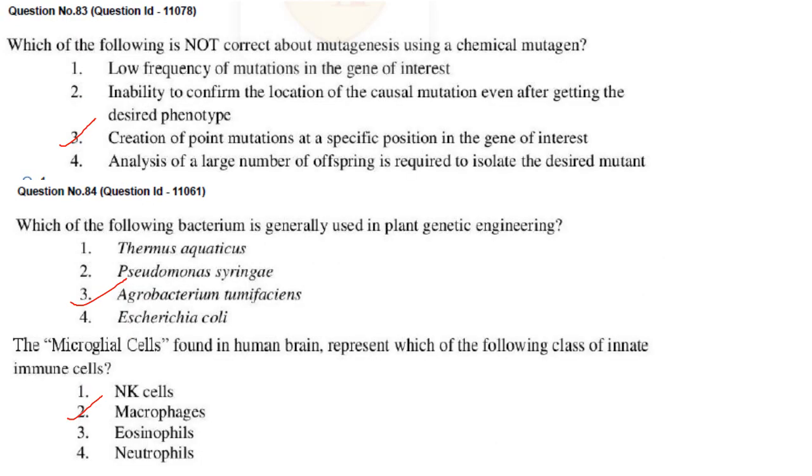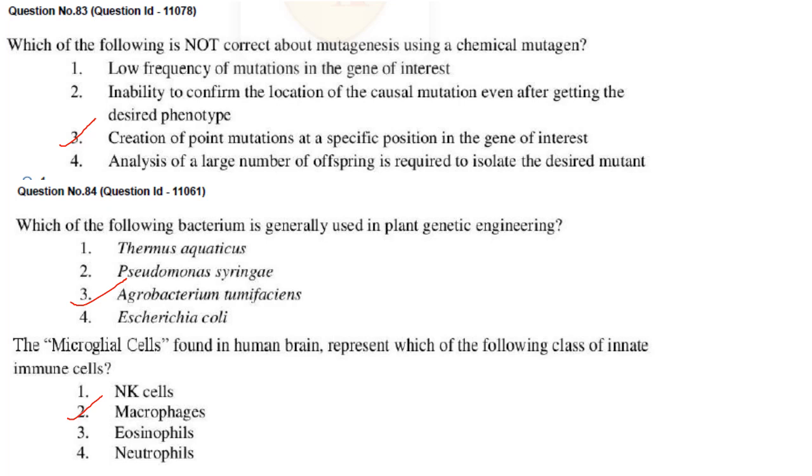Then next one. Which of the following is not correct about mutagenesis using chemical mutagen? Low frequency of mutation in the gene of interest. That is correct. Inability to confirm the location of the causal mutation even after getting the desired phenotype. So that is correct. Then creation of point mutation at a specific position in the gene of interest. That is not possible. So they have asked which is not correct about mutagenesis using chemical mutagen. So answer is option 3.